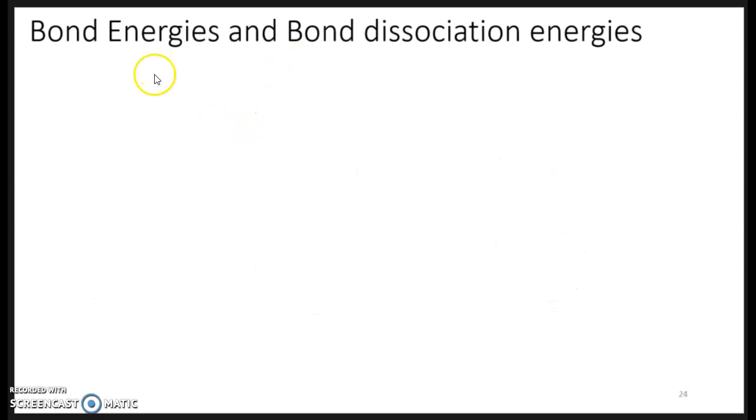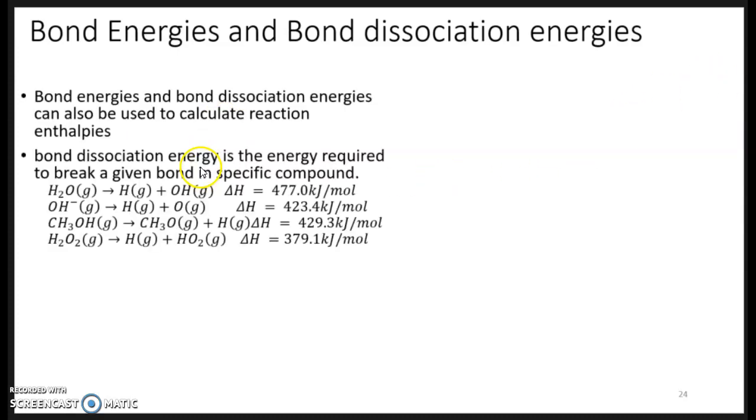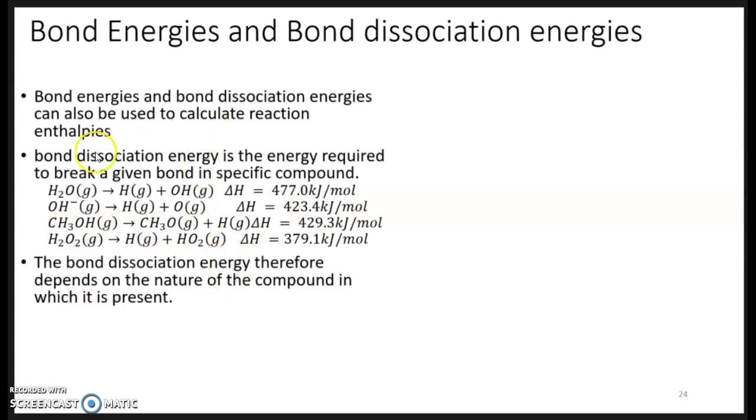Bond energies can also be used to calculate the reaction enthalpies. The bond dissociation energy is the energy required to break a given bond in a specific molecule. So if we look at this, this is breaking an OH bond, that's 477. It's still an OH bond, 423. Here we're breaking another OH bond. So the bond dissociation energy is specific to a compound. Bond dissociation energy is the energy required to break 1 mole of a specific bond in a compound.